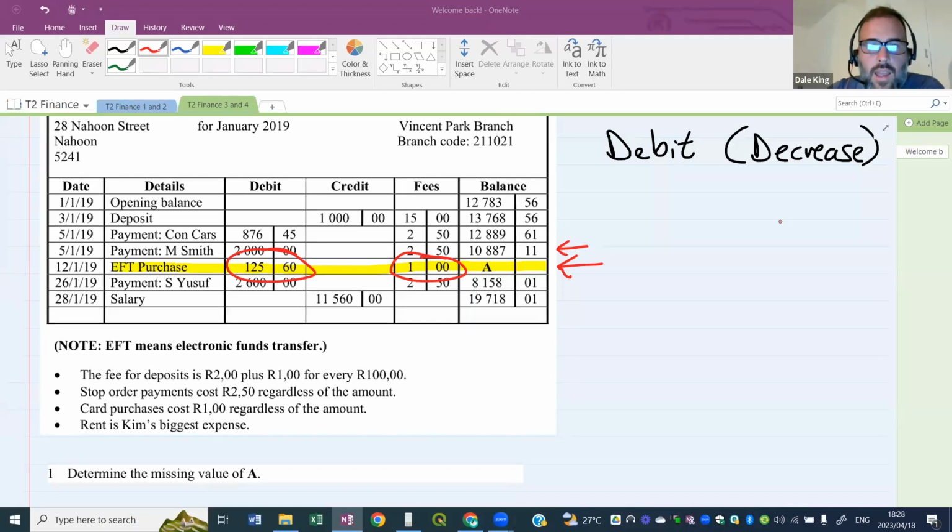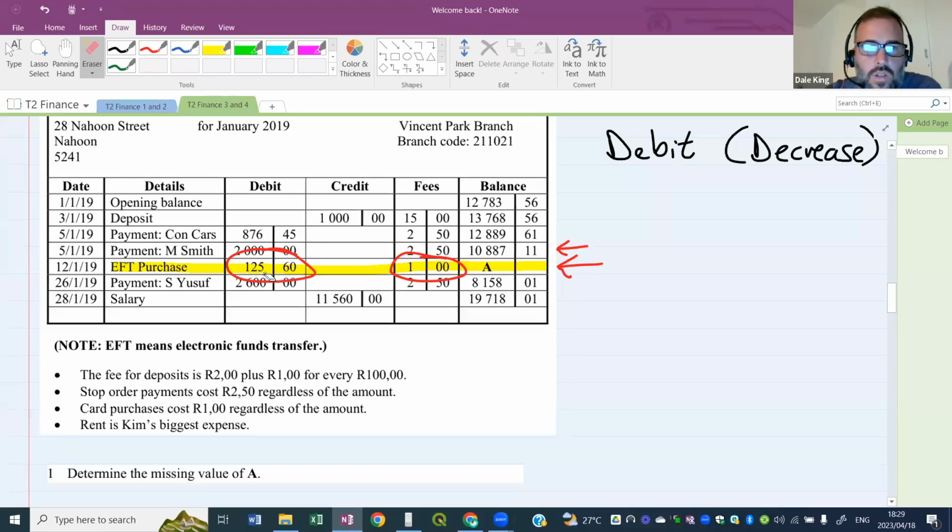Because A here at the end is in the balance column, we need to write the new balance after this transaction has happened. You'll see here in the row above, which says Mrs. M. Smith, we got a total at the back end of the sheet in the balance column. It says 10,887.11. So that's the balance in the statement as it stands. Then this yellow row here is a new transaction, okay? At the end of this row, we have to show how the balance has changed after this transaction has happened.